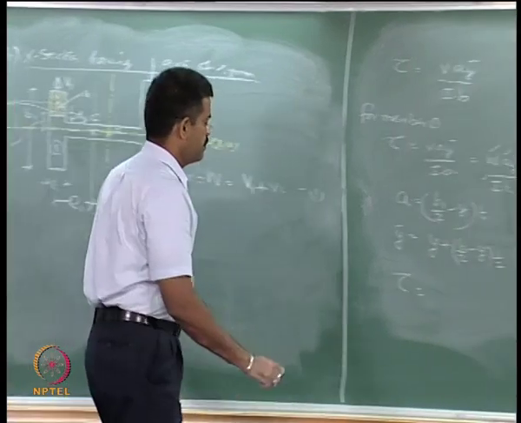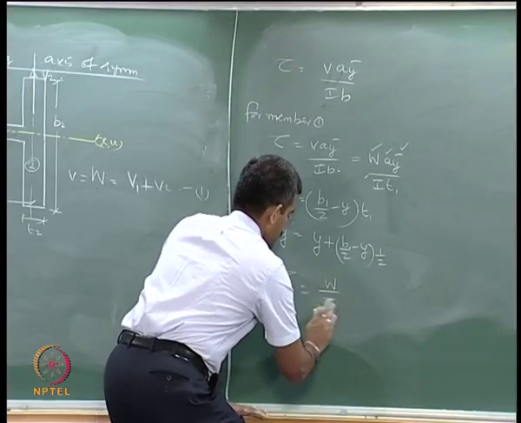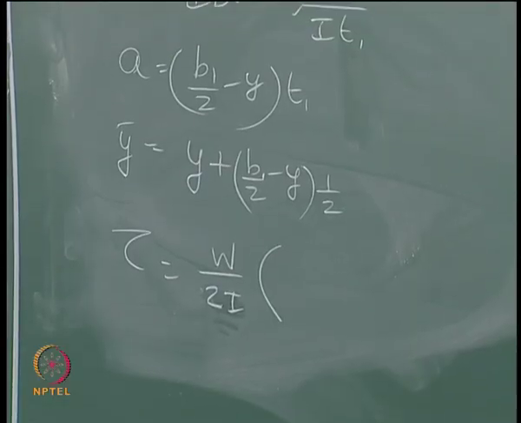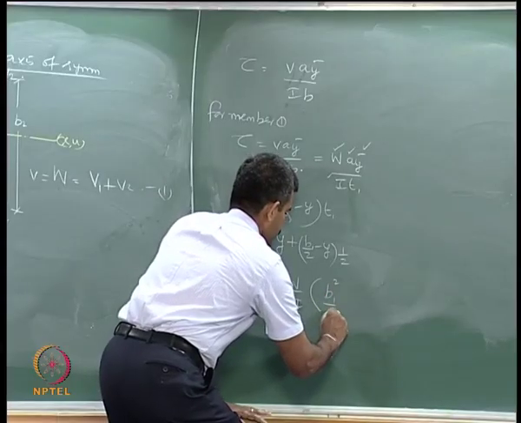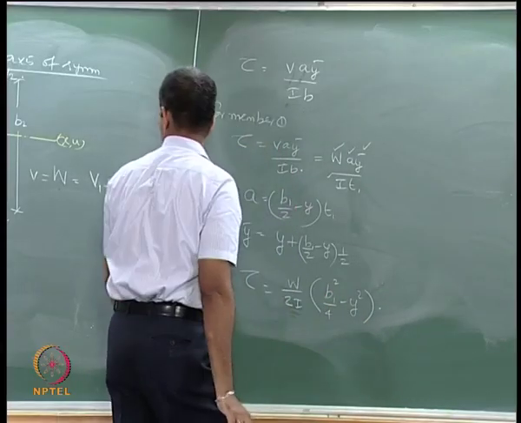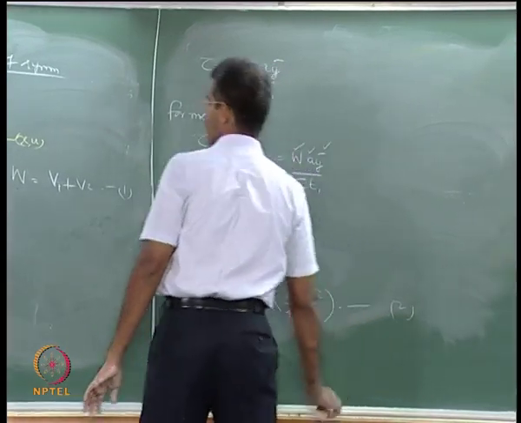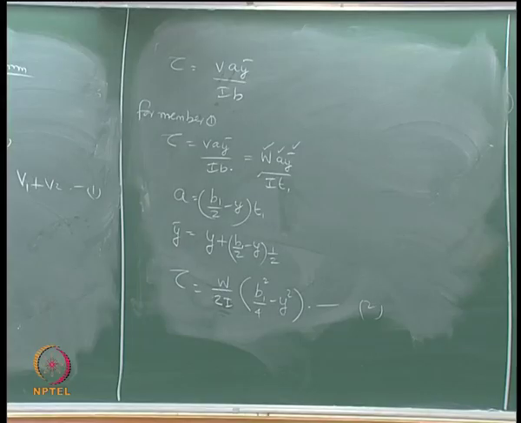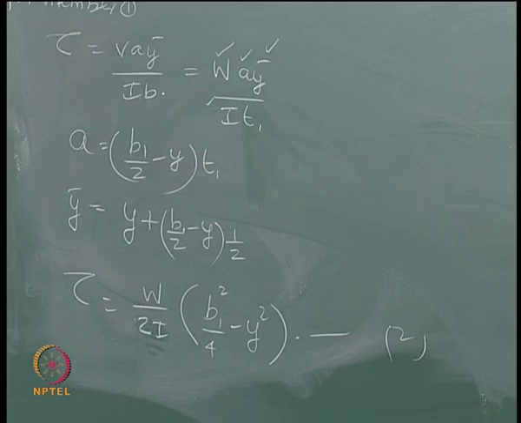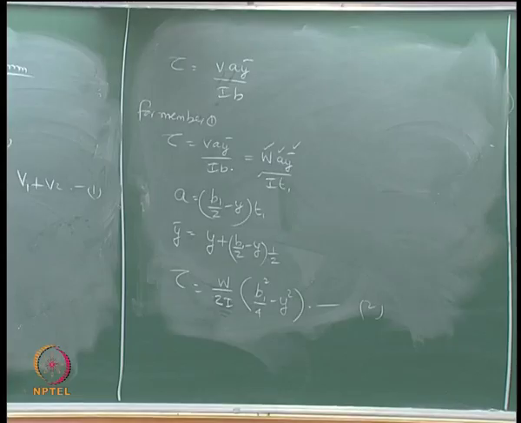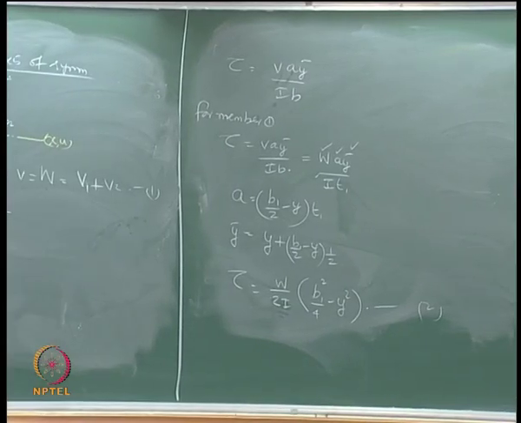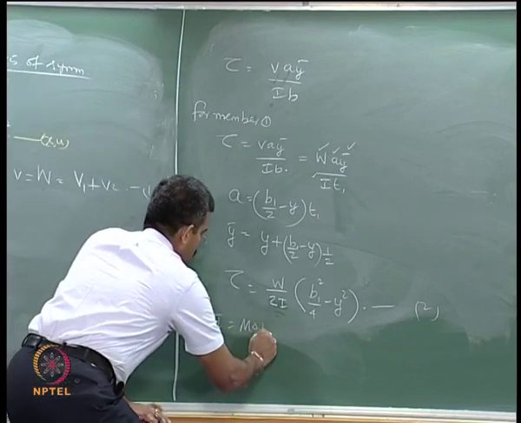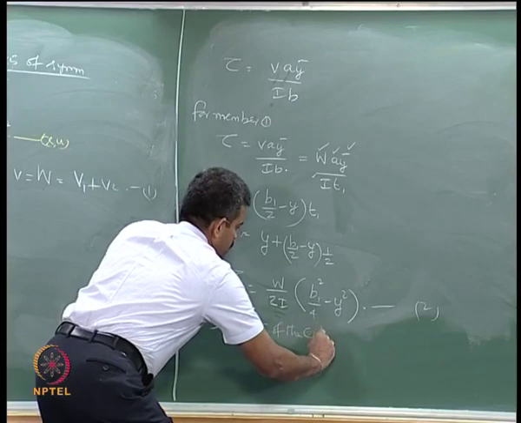So, W by 2y, V1 square by 4 minus y square, I call this equation number 2. You can simplify and find out, okay. In this case, of course, I is the moment of inertia of the entire cross section, remember that.